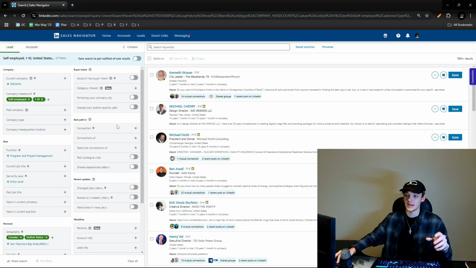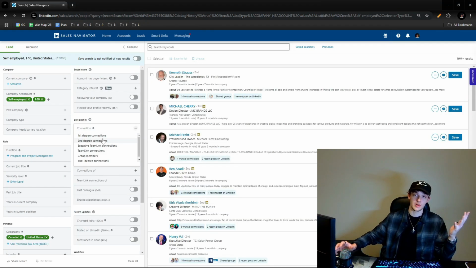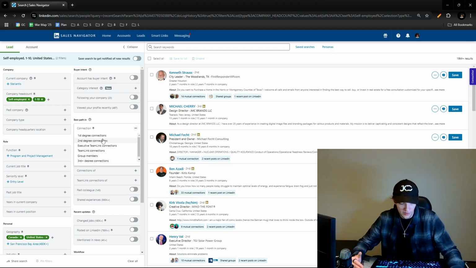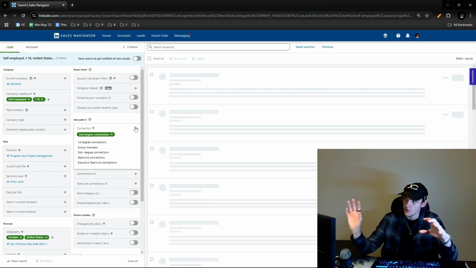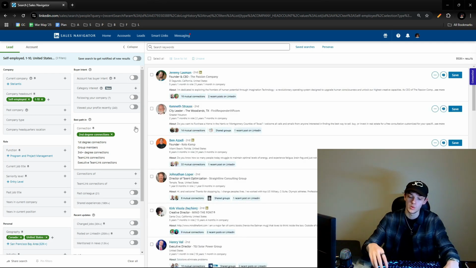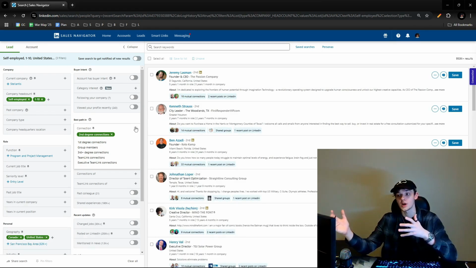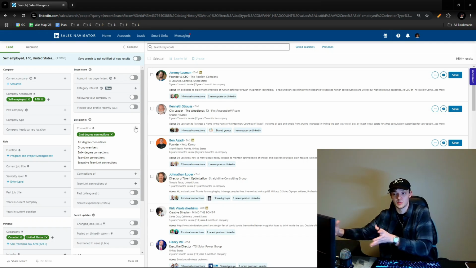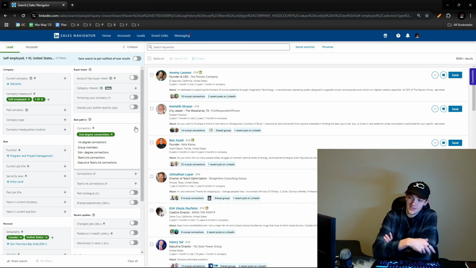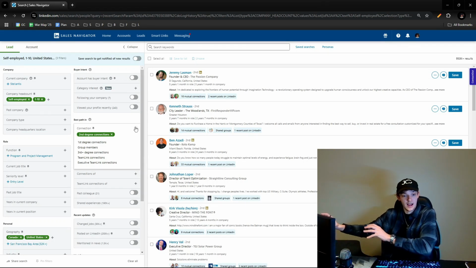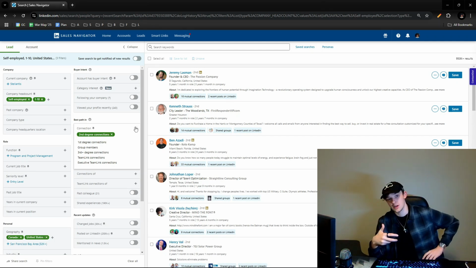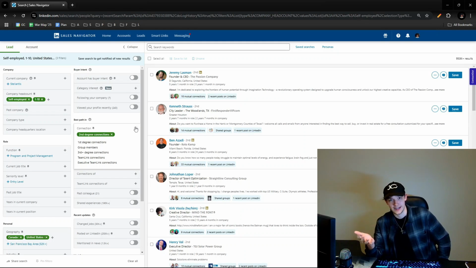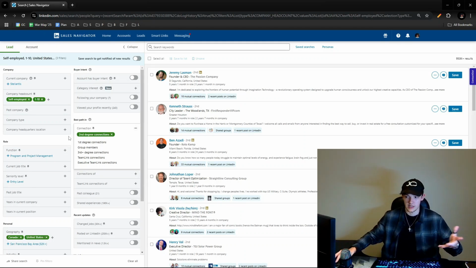The next thing you can do is filter by the degree of connection, okay? So if, for example, you select second degree connections, this is going to only populate the search with people who are a connection of someone you are connected with, right? So they're like a connection once removed. And when you reach out to them, it shows on your profile that you are also connected with that other person, which is going to make them more comfortable connecting or talking to you, because you have that similarity with them, right?